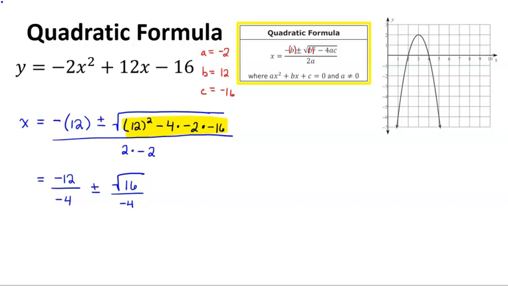That's really important. All right, now from here, I have -12 divided by -4, and that gives me +3, plus or minus, and then my square root of 16 is 4, divided by -4 gives me -1. And so this would be my answer, 3 plus or minus -1. So from here, I've got 3 plus -1, which gives me 2, and then 3 minus -1, which gives me 4. And then if you look over here on our graph where I graphed it, we have 2 and 4 there.